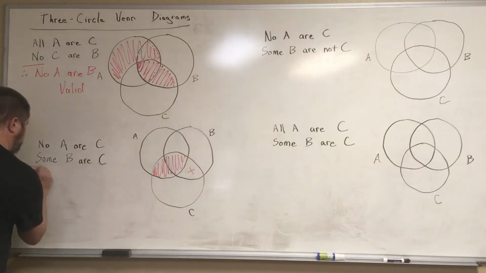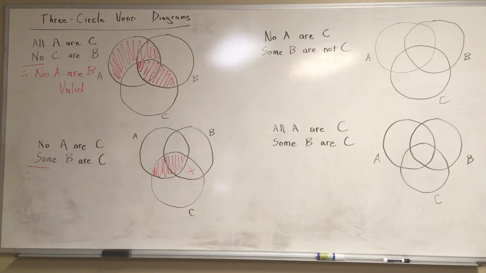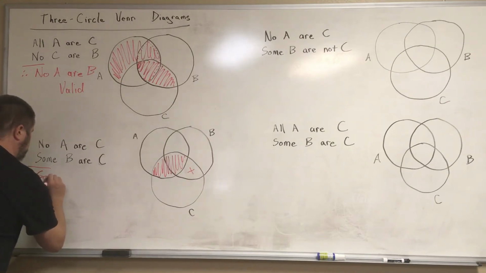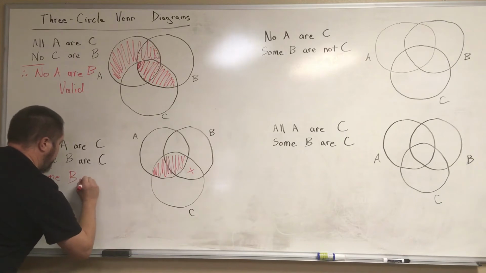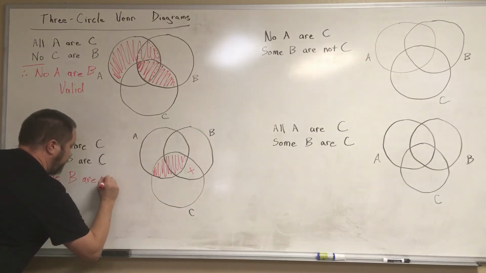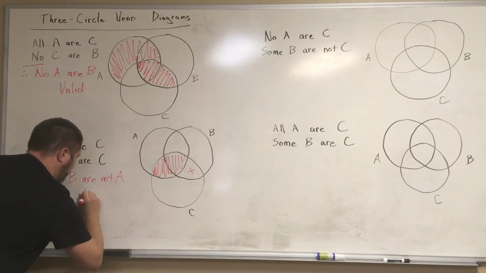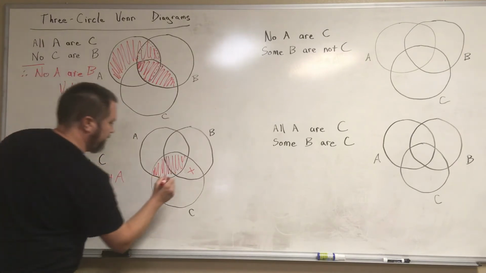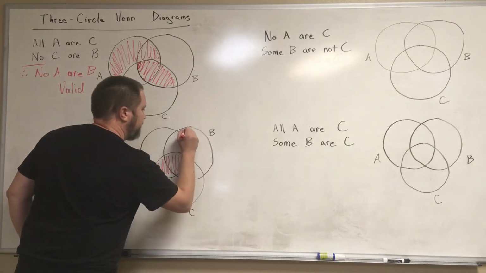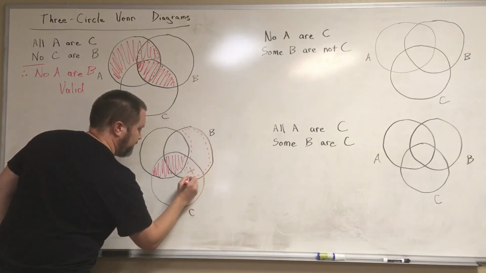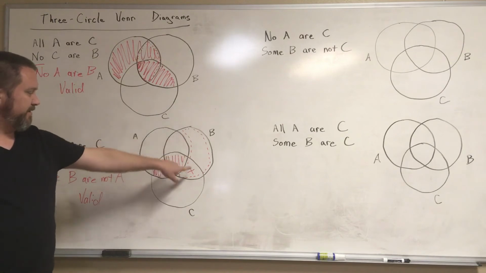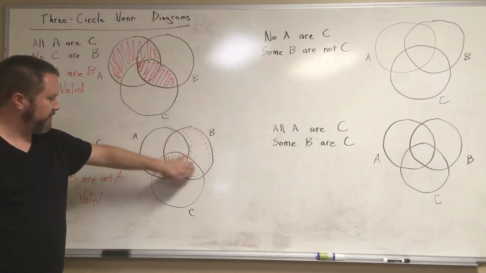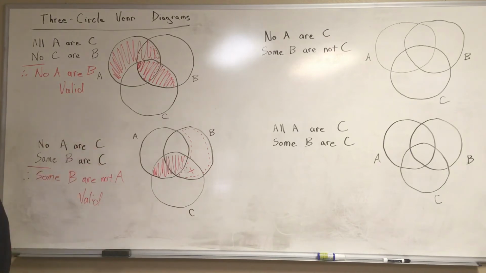Something you could draw from that, like if we had some B are not A, that would be valid, and we could draw that from here because some B are not A. We would be looking at an X somewhere in that area there. Could be over here, could be over here, just as long as it's in that crescent moon shape, and indeed it is. So if that were the conclusion of the argument, it would be valid.